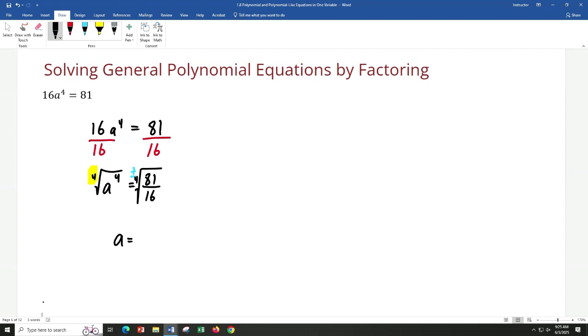So notice I can come in here and take the fourth root of all this, and I get a is equal to plus or minus, well, the fourth root of 81 is 3, and the fourth root of 16 is 2. There are 2 answers, but let me let you know that you have 2 more. You have plus or minus 3 over 2, and guess what? i. You're always going to have some imaginaries in there like this.